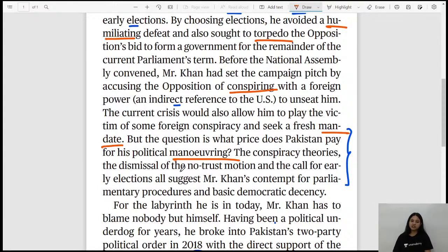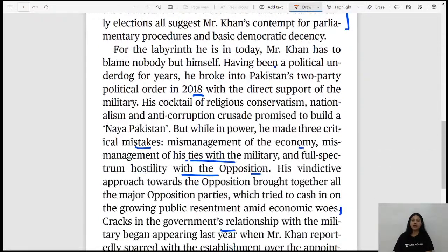The conspiracy theories, the dismissal of no trust motion, and the call for early elections all suggest Mr. Khan's contempt for parliamentary procedures and basic democratic decency. For the labyrinth he's in today, Mr. Khan has to blame himself. Labyrinth मतलब this difficult situation, जो difficult situation में है, अभी जिन हालातों में है, उसके लिए वो सिर्फ खुद ही को ब्लेम कर सकते हैं. ये हमें एक्सप्लेन करा गया है आगे.